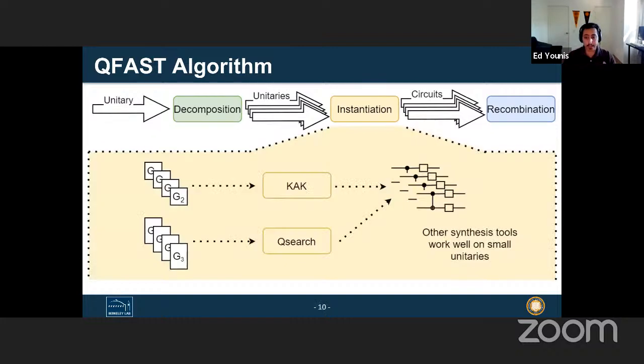Instantiation is the part where we take these small unitaries and run them through these small synthesis tools that work really well on small qubits, small circuits, and produce the circuits. This converts from general gates to native gates.